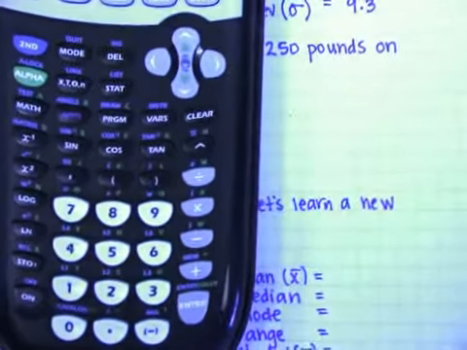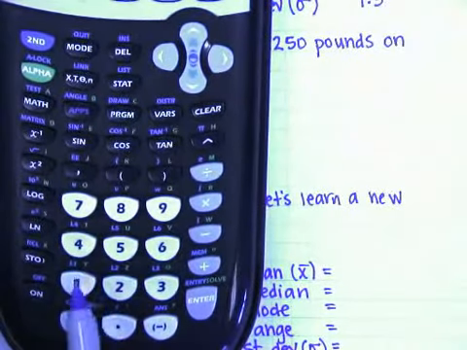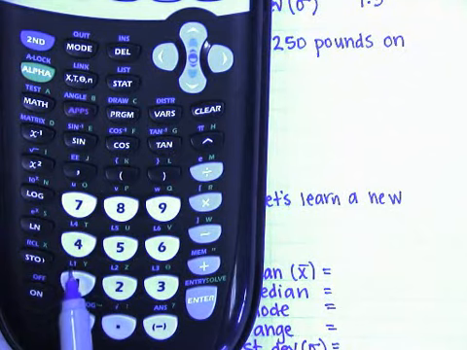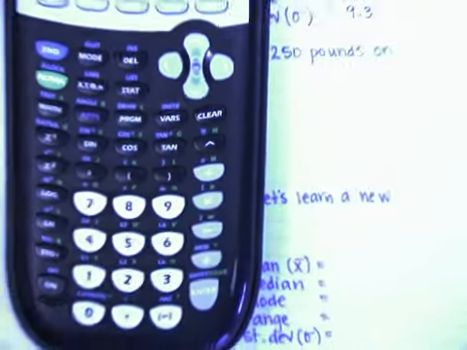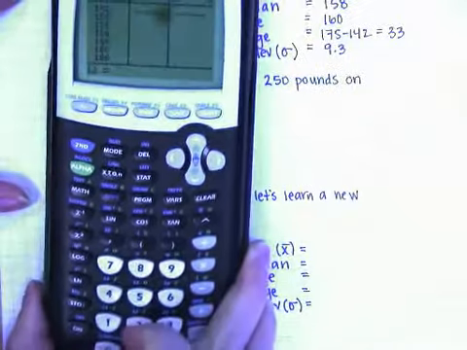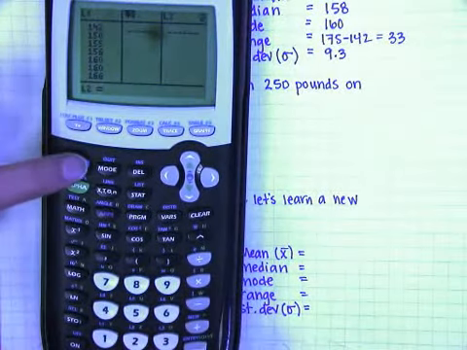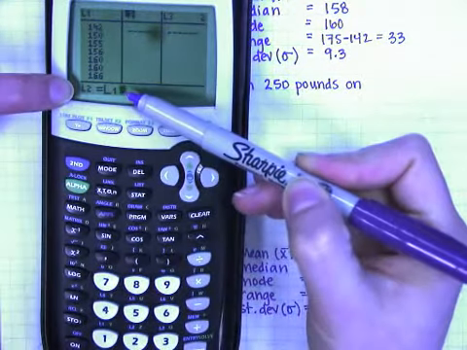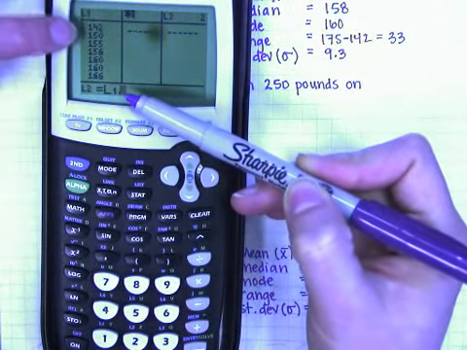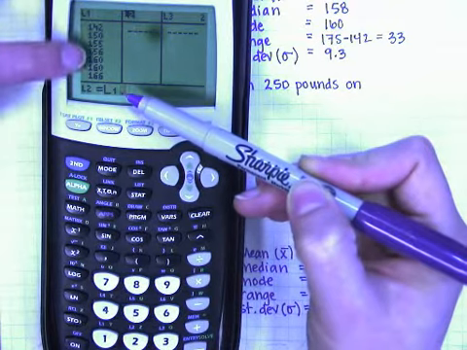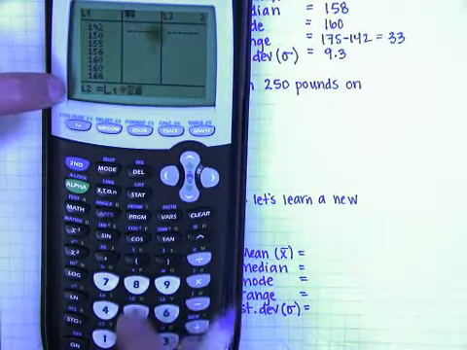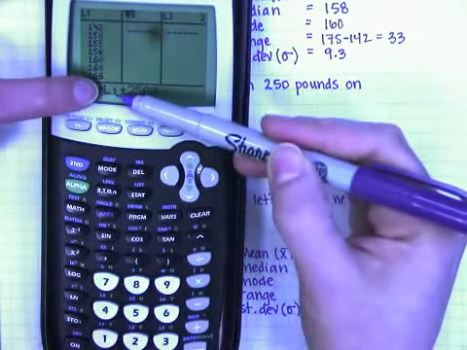Let me zoom this in just a little bit so you can see it better. So right above the 1 button, do you see the L1 right here? We're going to access that by hitting second and then the 1 key. So on my calculator, I'm going to hit second and then the 1 key. And you can see that it typed in L1 right here. What it's saying now is that whatever is in my list is now going to be in list 2, and then I'm going to add 250 to each element in L1.